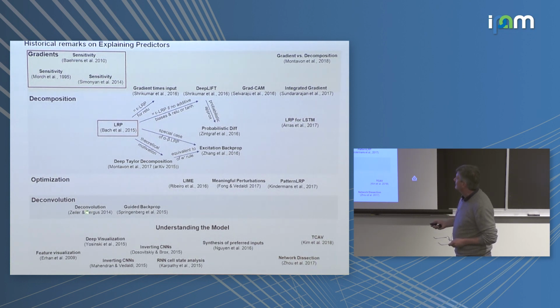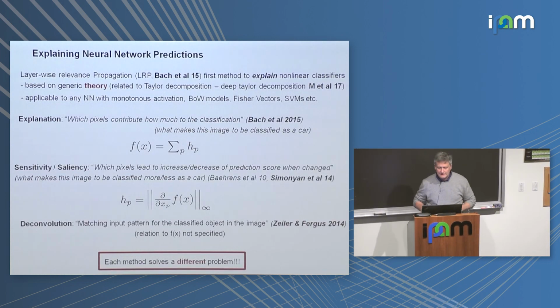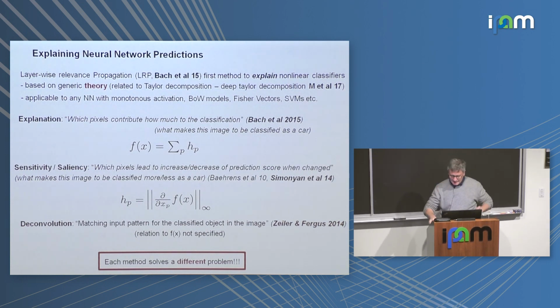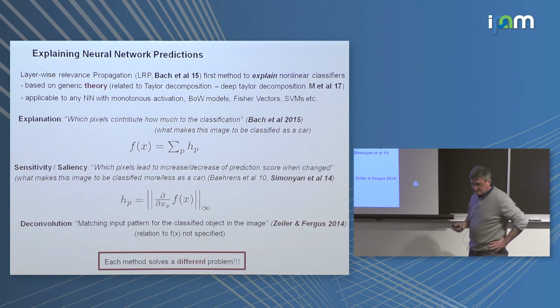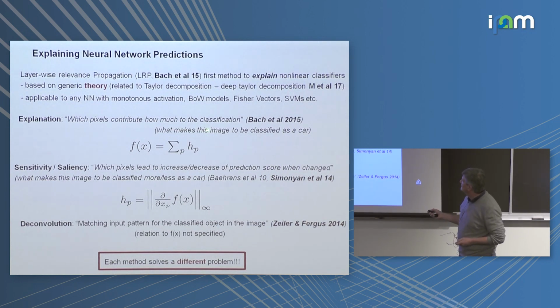There are also deconvolution methods, methods that need some kind of optimization, and so on and so forth. Let me just more precisely ask this question. In the case of explanation, we ask which pixels contribute how much to the classification? So in the case of the rooster, it's clear it was the comb, right? So what makes this image to be classified as a rooster, car, whatever, right?